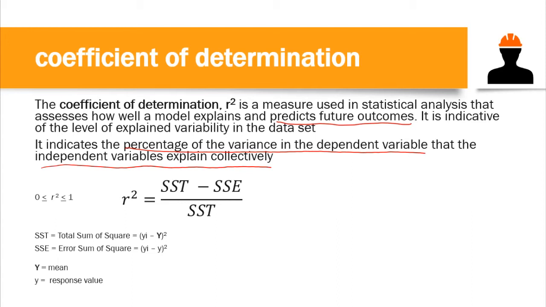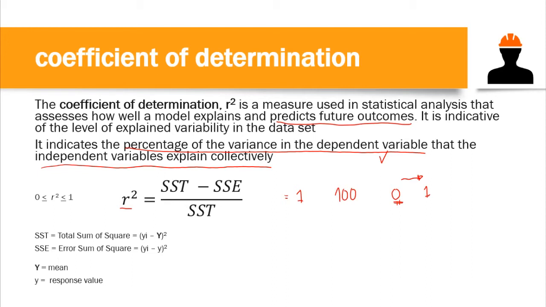So if we have a coefficient of determination equal to 1, that means 100% of the variance of the dependent variable is explained by the independent variable. So therefore, they have a very strong relationship. Okay, so the coefficient of determination varies from 0 to 1. A value of 0 means that the simple linear equation that we developed can't be used for predicting future outcomes. So the greater the value of r, the more effective our linear equation would be.